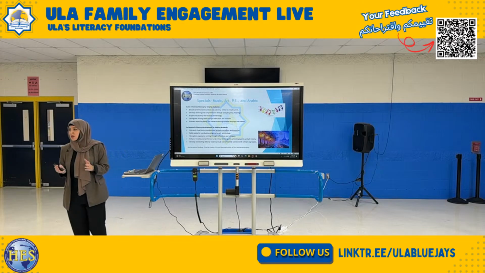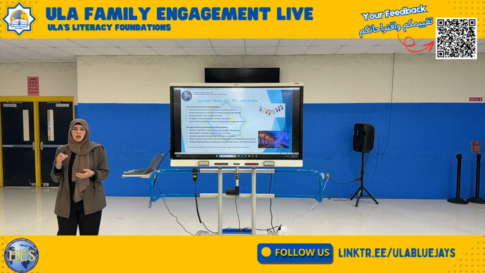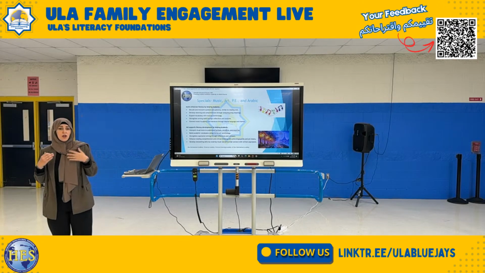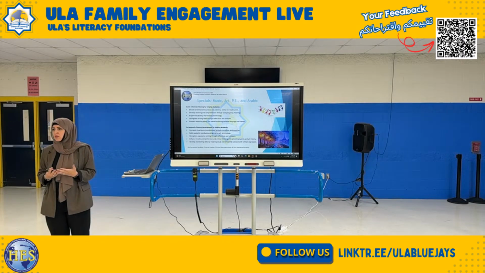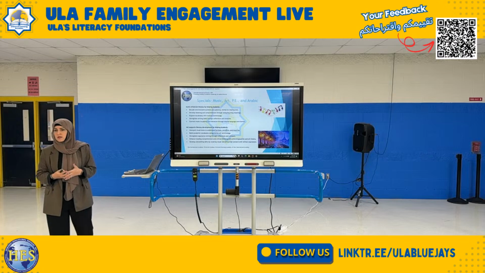So even with music, we're doing a lot of analyzing, we're doing a lot of interpreting. Kids are also exposed to new vocabulary words. So literacy is embedded in music in all these different ways.